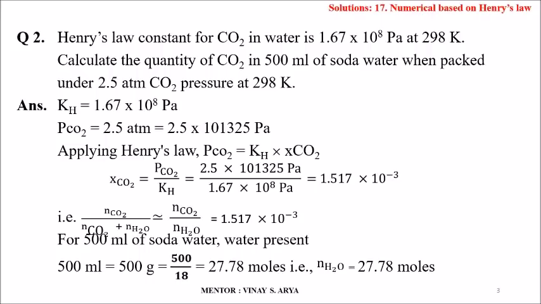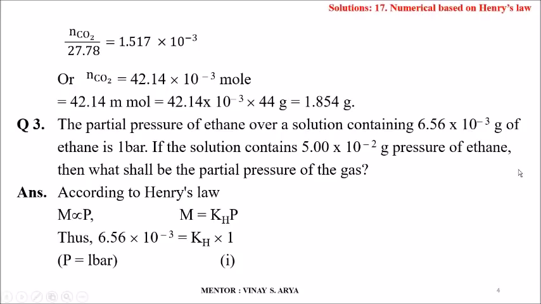For 500 ml of soda water, water present is 500 ml, which is equal to 500 grams if we calculate, because density is 1. So 500 upon 18, that is the molar mass of water. So that becomes equal to 27.78 moles. That is n H2O is 27.78 moles. Now n CO2 upon 27.78, which is n H2O, is equal to 1.517 into 10 to the power minus 3. When we simplify, we multiply 27.78 into 1.517, so that becomes equal to 42.14. So n CO2 becomes equal to 42.14 into 10 to the power minus 3 moles. Simplification gives 42.14 into 10 to the power minus 3 into 44 grams, that is the molar mass of CO2. So on multiplication it becomes 1.854 grams, which is the desired answer.